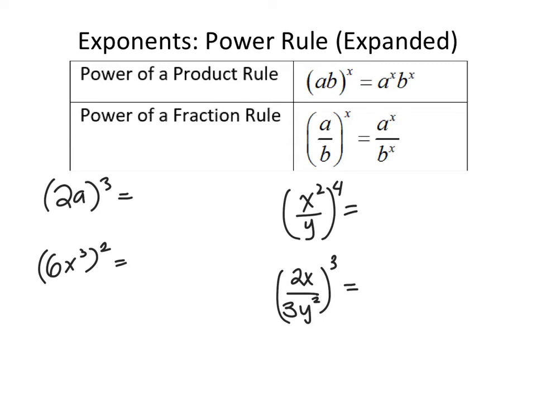So if we have 2a raised to 3, this basically just means, okay, we have 2 raised to 3 times a raised to 3. We have to evaluate that 2 cubed, which is 2 times 2 times 2. So 2 times 2 is 4, times 2 is 8, a raised to 3.